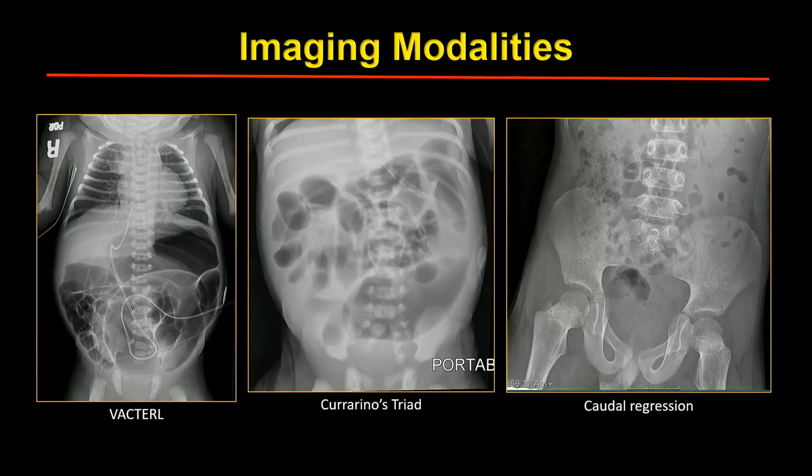Now, if you look at this patient with a vertebral anomaly, this patient actually has a dilated esophageal pouch, so he has a tracheoesophageal fistula. His heart is big. He has segmentation fusion anomalies. Of course, he has bowel obstruction because of anorectal malformation.